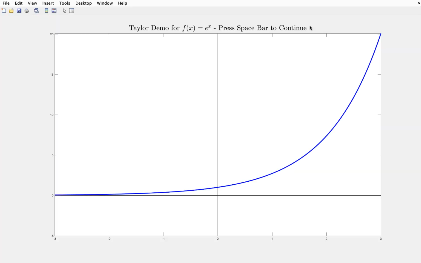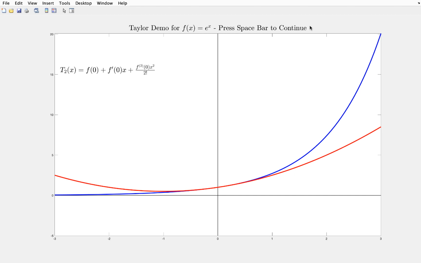So let's consider the function e to the x. The 0th order Taylor polynomial for e to the x is of course a constant, because the 0th order polynomial is a constant. If I choose my expansion point to be 0, I just get the constant 1, which is of course f of 0. The first order Taylor polynomial is just the tangent line. It's the first order polynomial that matches f at 0 and also matches the derivative of f at 0.